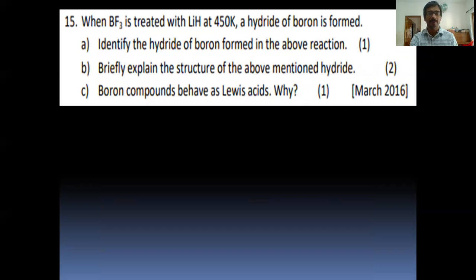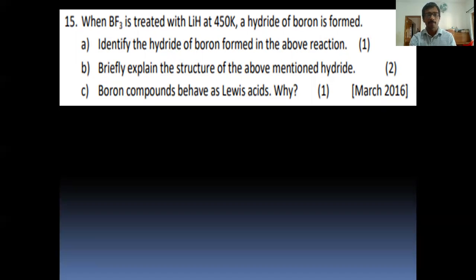When BF3 is treated with LiH at 430 to 450 Kelvin, a hydride of boron is formed. Which is it? Diborane. The hydride of boron is diborane. We are not studying any other hydride of boron. So if it is asked, surely you can write diborane, B2H6. Identify the hydride of boron formed in the above reaction: B2H6. Briefly explain the structure of the above mentioned hydride. Now we have read it 5 or 6 times, isn't it? That is the importance of the structure of diborane.